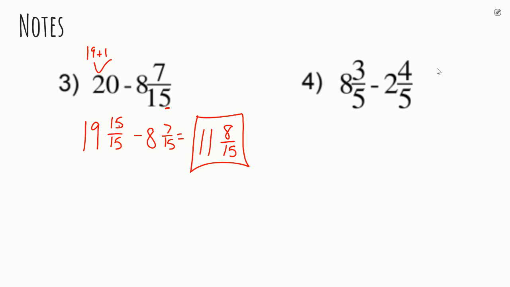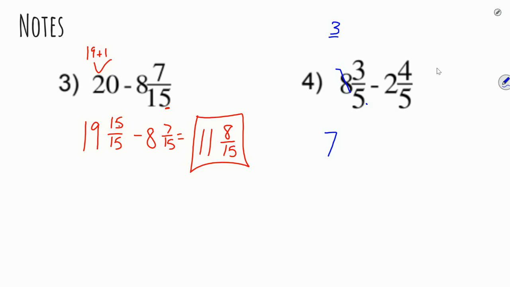All right, number 4, we have common denominators, and they're both positive, but we have to subtract. But we are going to have to do that regrouping because I cannot take 4 away from 3. So I kind of got to borrow from this 8. My 8 is now going to turn into a 7. And because my denominators are 5, I need to add a whole.